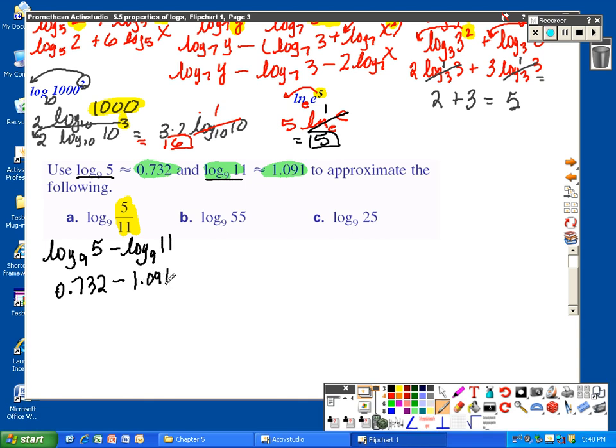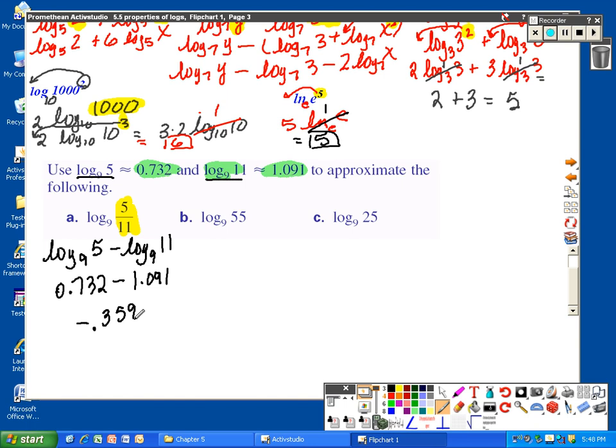And 0.732 minus 1.091 is negative 0.359. So the log base 9 of 5/11 is negative 0.359, which means 9 to the power of negative 0.359 is 5/11.